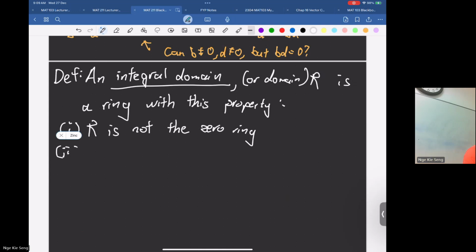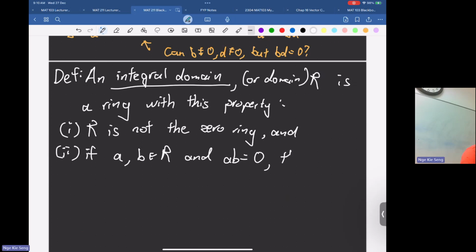And if A and B in R, and AB equals 0, then one of them must be 0. They cannot both be non-zero and then multiply to 0. If two things multiply to 0, one of them must be 0. Then this is what we call an integral domain.